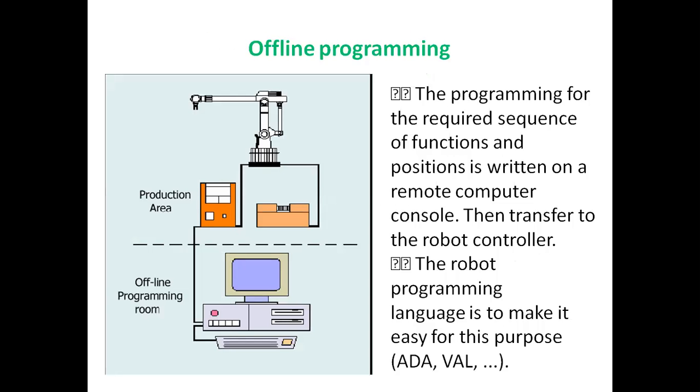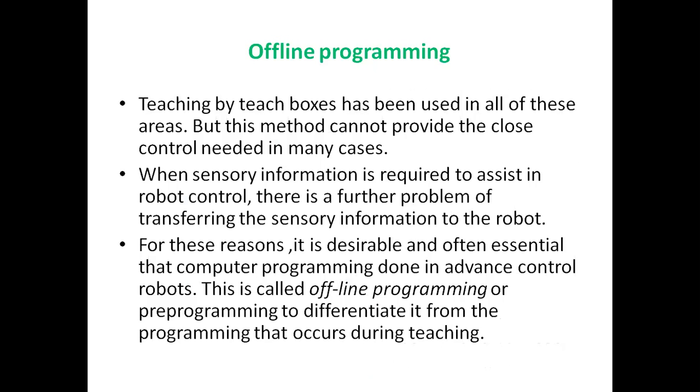Offline programming is where the program for the required sequence of functions and positions is written on a remote computer, and then transferred to the robot controller. The robot programming language is meant to make this easy. Teaching by teach boxes will be used in all these areas, but it cannot provide close control. Sensory information will be required to assist in robot control, and a further problem is transferring the sensory information to the robot. For this reason, it is desirable and often essential that computer programming be done in advanced control robots.